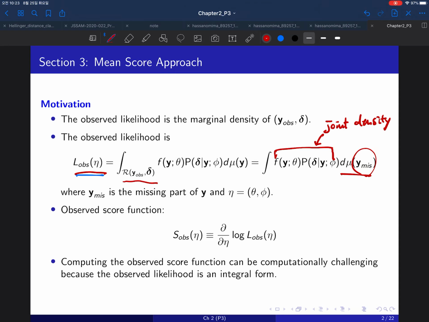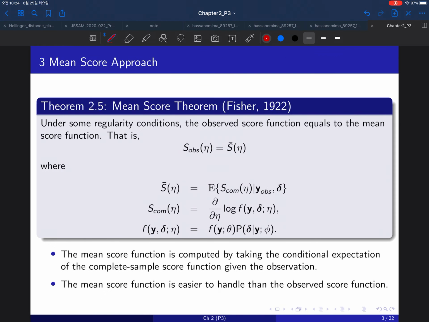Now we want to solve this, and then we want to take the partial derivative of this log likelihood function and set it to 0. And this one contains integration. So that's a little bit difficult to handle. Computing the observed score function can be computationally challenging because the observed likelihood is an integral form. Okay. So the following theorem is probably the most important theorem in this class.